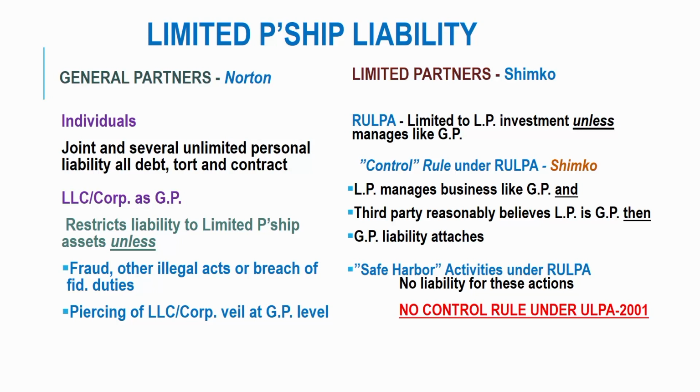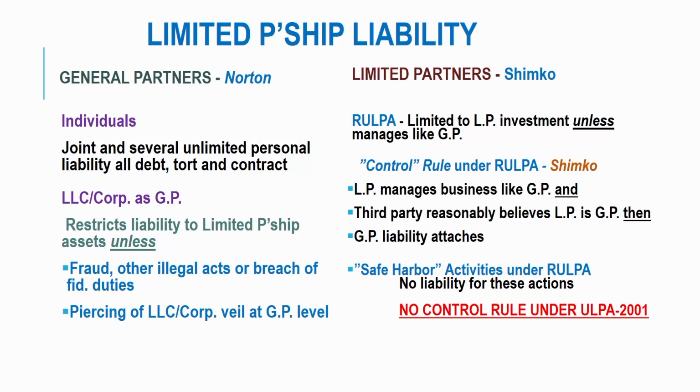All right, limited partnership liability, right? Go back to Norton. General partners have unlimited personal liability. They're managing the business. That's that whole idea that they're responsible for the day-to-day operations. They're going to be liable. So they're liable for everything across the board. Now, what happens if you have an LLC or a corporation that's a general partnership? That's what they did in Norton, right? Then you're really restricting liability because of the nature of the business entity you're using to manage the general partnership.